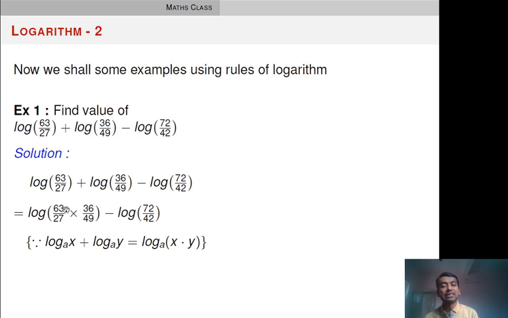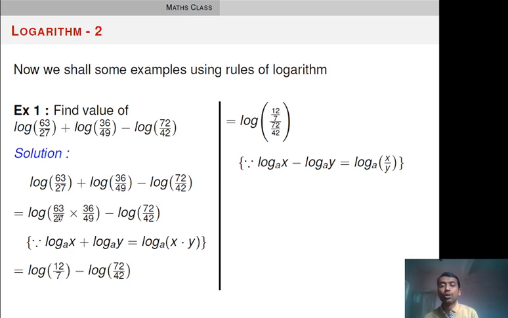So you may cancel all the terms which may be inside the bracket, and then we are left with log 12 by 7 here and minus log 72 by 42. Now we have subtraction of two log functions. So according to rule number 7, it will be converted into division with common log function. So log of 12 by 7 divided by 72 by 42, using the rule number 7.